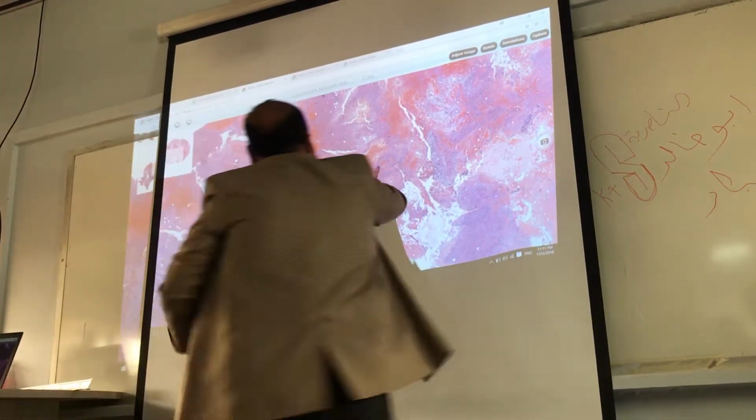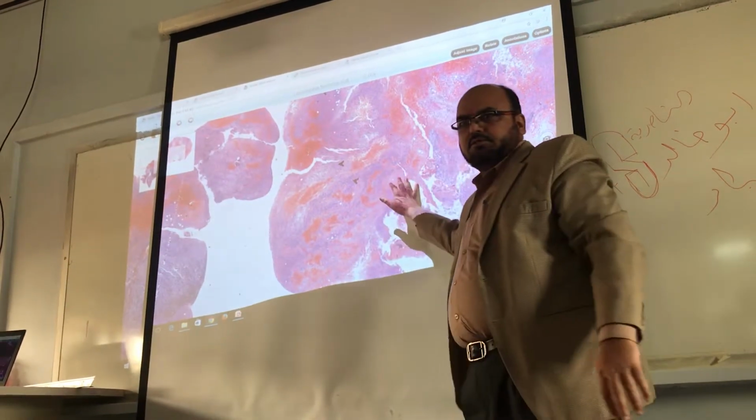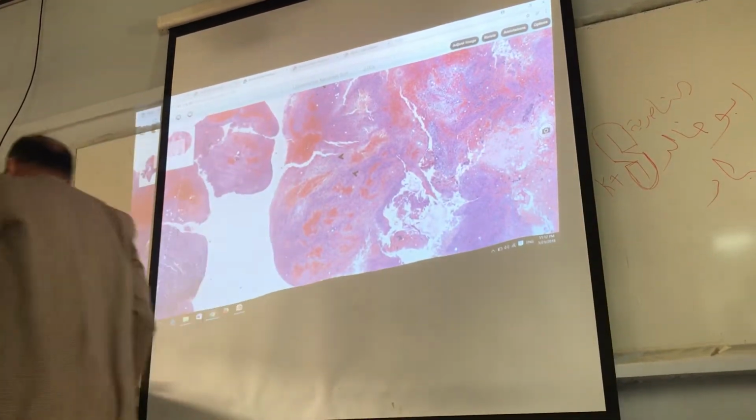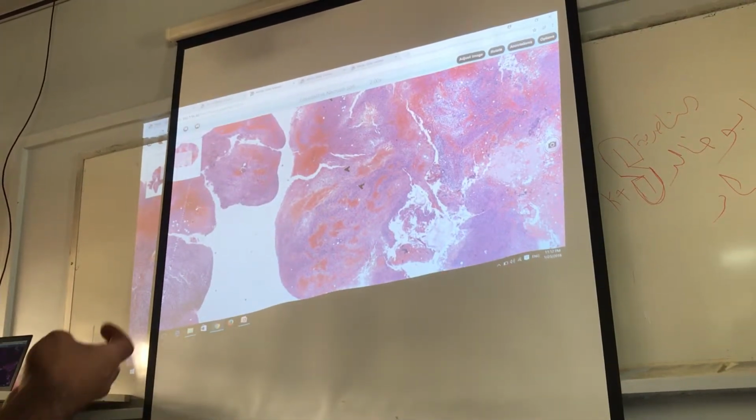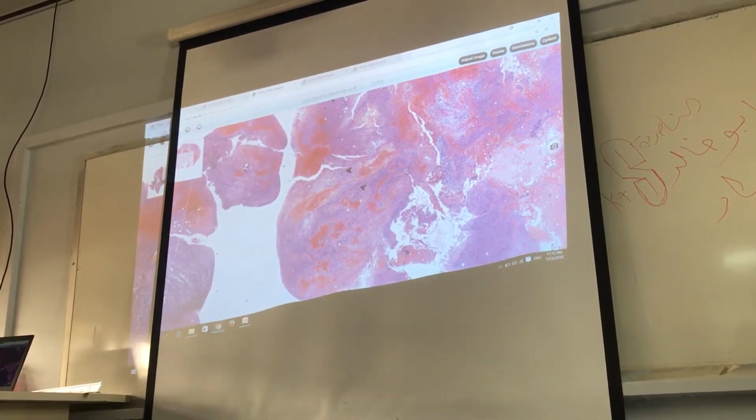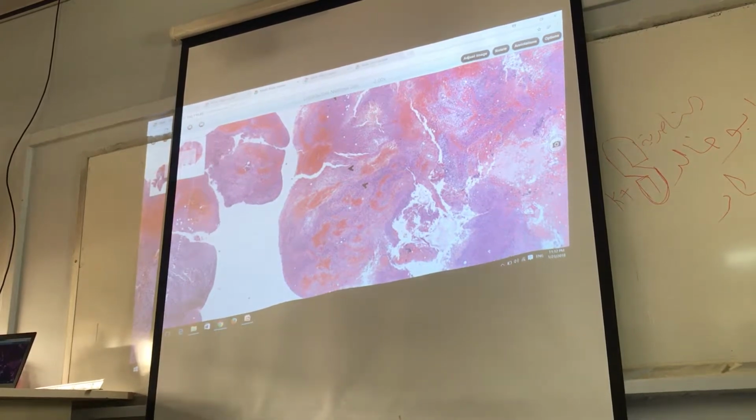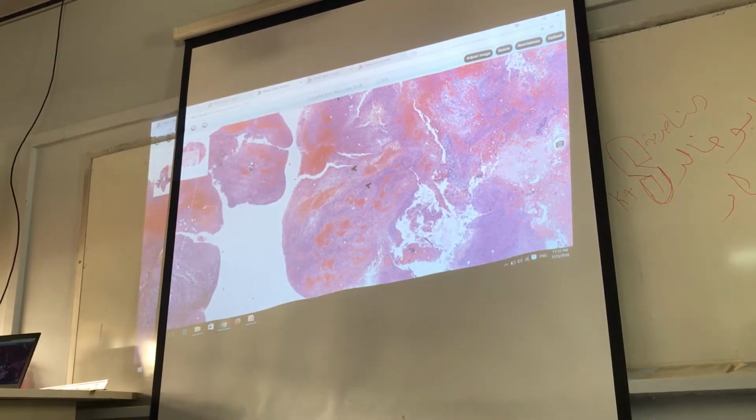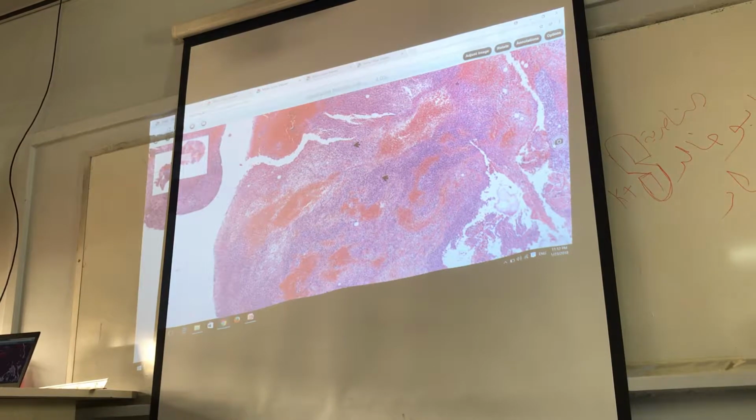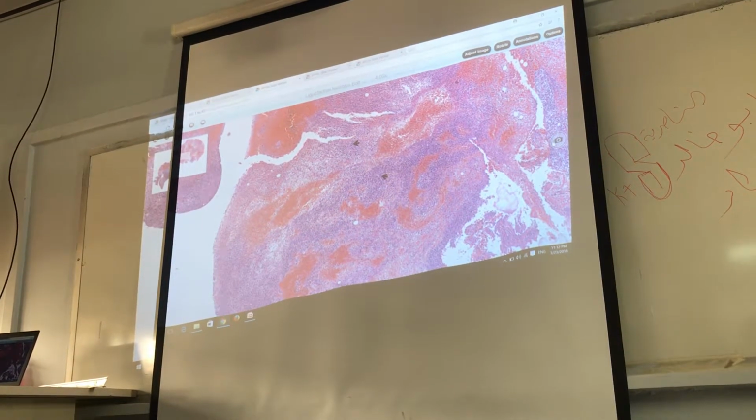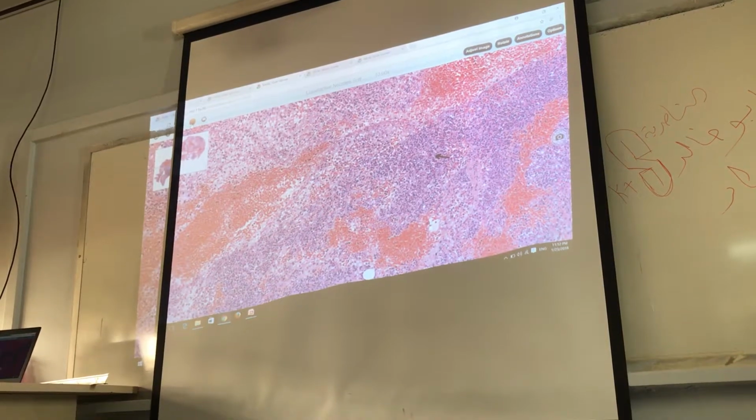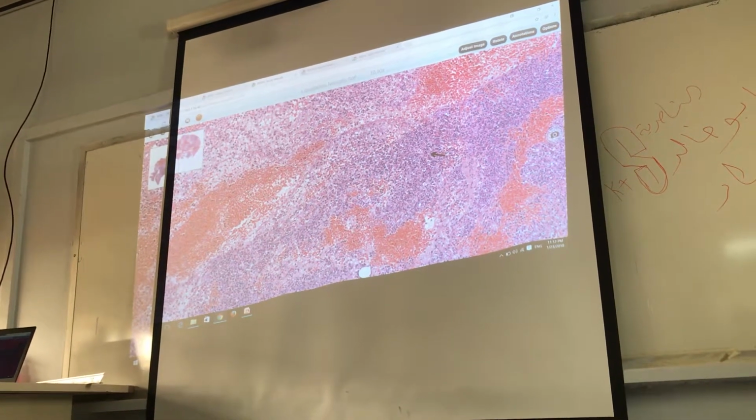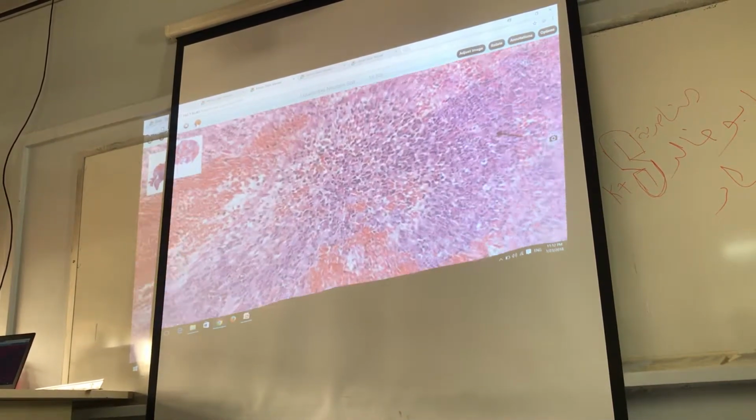All these bluish areas are inflammatory cells. What is the composition of pus? Neutrophils. So this is liquefactive necrosis. This is at 2 power. Now we are going for 4. Now we go to 10. Now you go for 20.